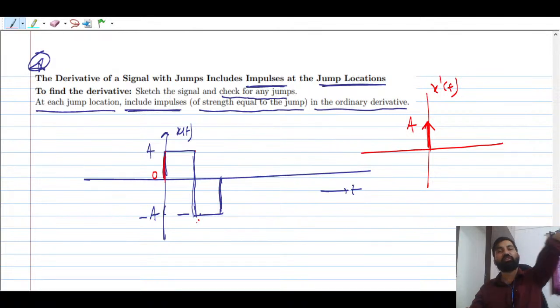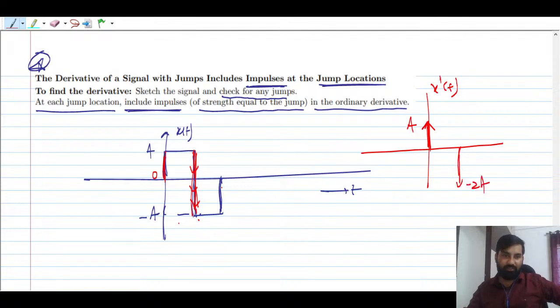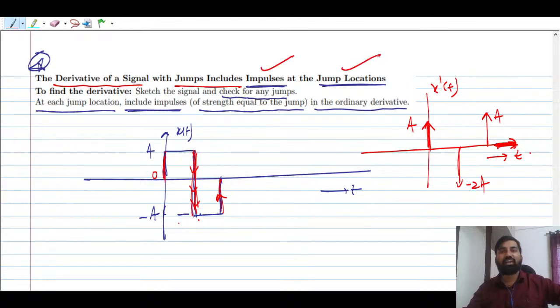A to minus A. How can you get from A to minus A? You have to introduce what? 2A, right? You are coming down here, so there will be a negative strength here. So at this point there will be minus 2A. And here you're going up, so from minus A to 0 means you have to introduce a positive jump, that is A. So I think this is clear now. Anybody can differentiate any signal. The derivative of a signal with jumps includes impulses at jump locations.